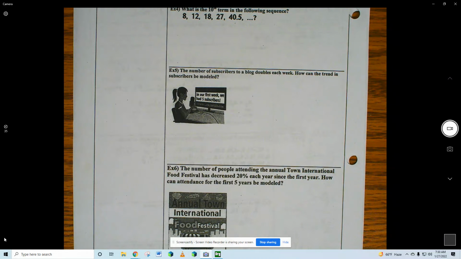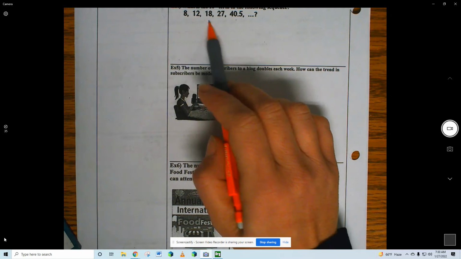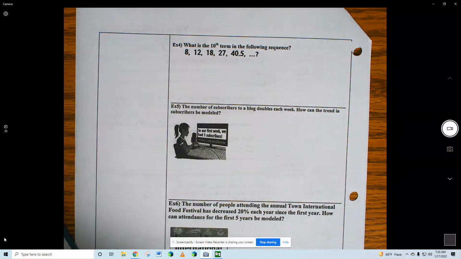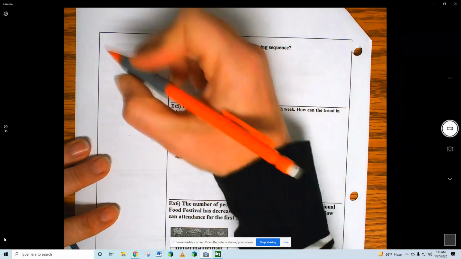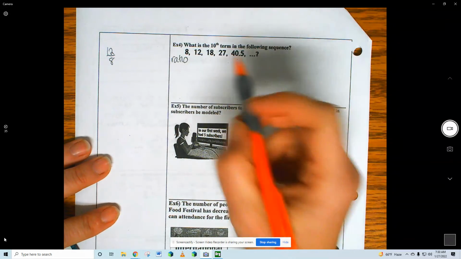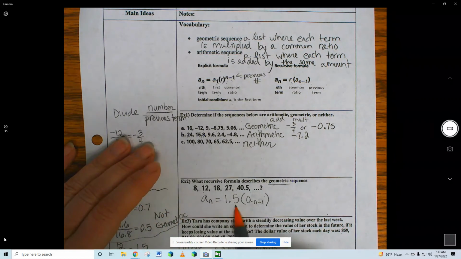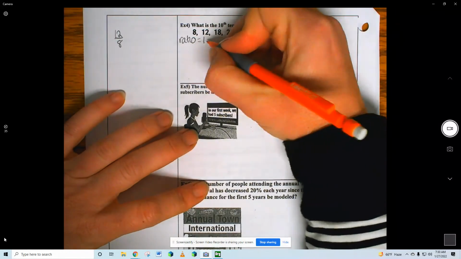What is the 10th term in the following sequence? 8, 12, 18, 27, 40.5. Okay. Find the ratio. 12 divided by 8. We already did the common ratio. You guys, this is the same problem here. Example 2, the common ratio is 1.5, yeah? So let's remember that, I just did this list. 1.5.